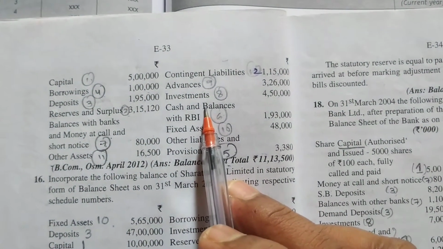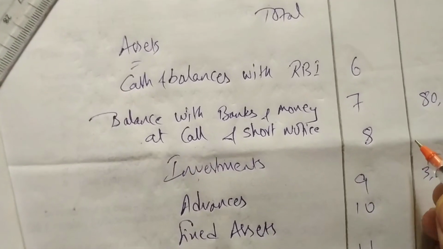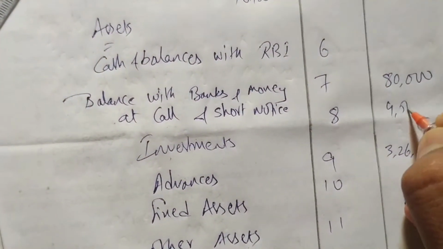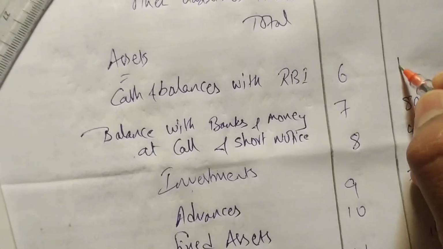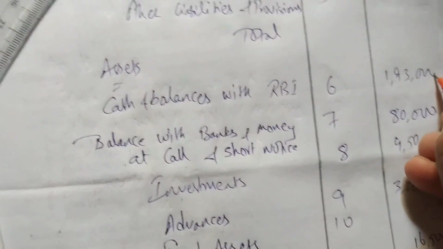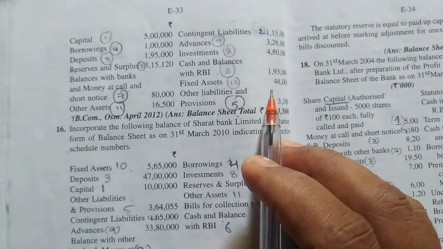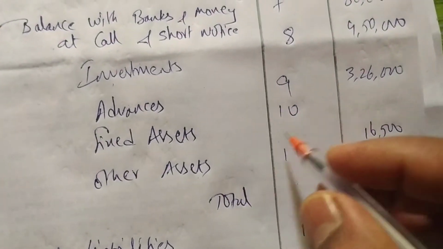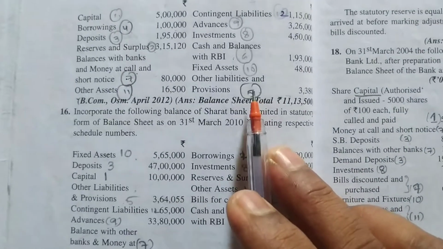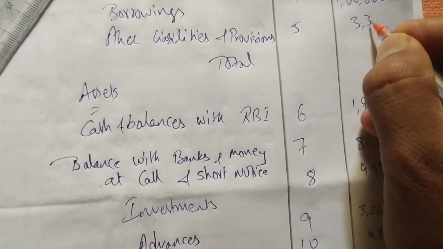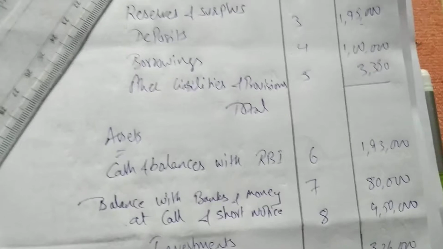Next investments we are having 4 lakh 50,000. Schedule number 8 4 lakh 50,000. Then cash and balance with RBI 1 lakh 93,000. Schedule number 6 1 lakh 93,000. Fixed assets 48,000. Schedule number 10 fixed assets 48,000. Last item is other liabilities and provisions 3,380. Okay, so we have written all the items from the question.